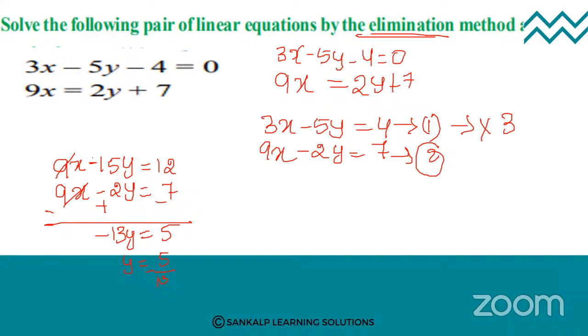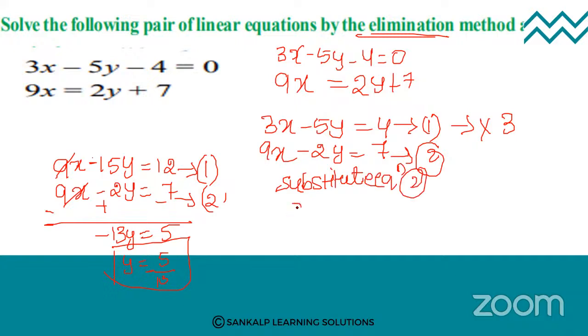Okay. Minus 5 divided by 13. The y value is minus 5 divided by 13 you will get. So substitute the value of y in equation number 1 or 2. So this is equation number 1, this is 2. So I will substitute in equation number 2. Okay. Substitute the value of y in equation number 2.